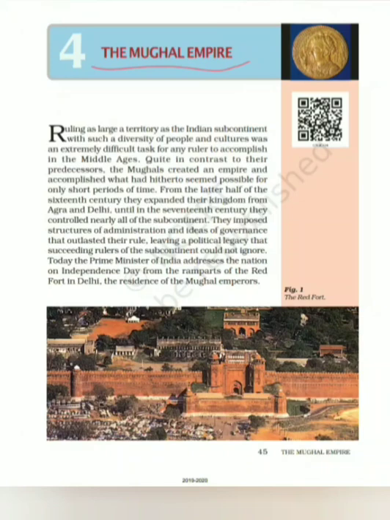So this is the introduction part, which says that ruling a large territory of the Indian subcontinent with such a diversity of people and cultures was extremely difficult in the Middle Ages. So in this context, the Mughals created an empire and accomplished what seemed impossible in the short period of time that they had. From the latter half of the 16th century, they expanded their kingdom from Agra and Delhi, and in the 18th century we see that this Mughal empire declined. They imposed structures of administration, the ideas of governance, a political legacy that succeeding rulers of the subcontinent could not ignore.